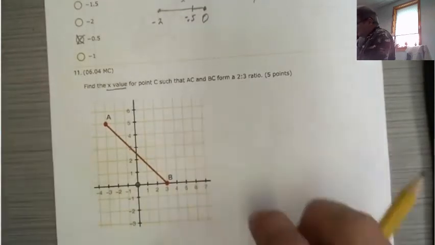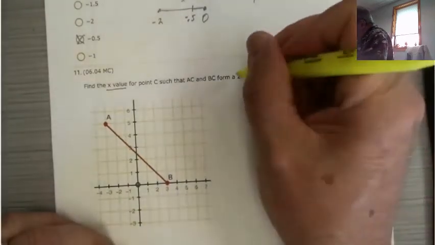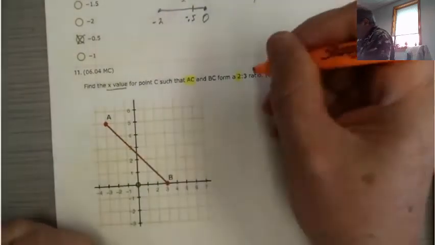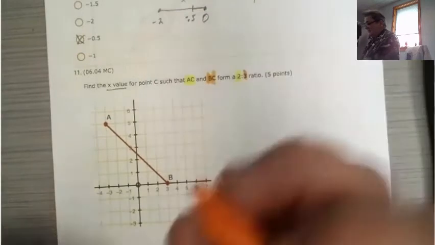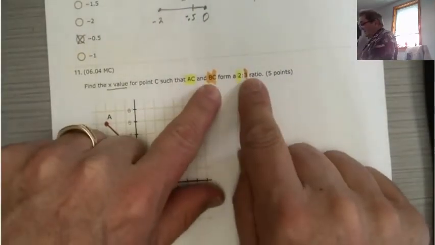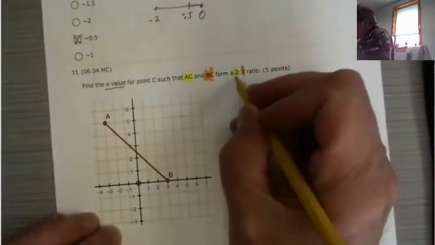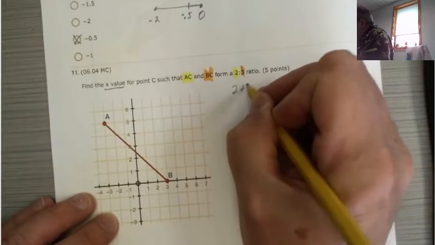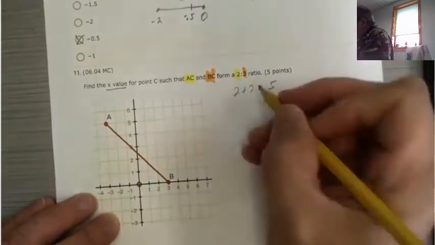Now, this is important to look at the order. The 2 goes with AC, right? And the 3 goes with BC because that's the order they list them in. They list this one first, so it gets the first number, this one second number. So that means a 2-to-3 ratio. That means we're adding it together to figure how many pieces there are. That means there's 5 pieces altogether.